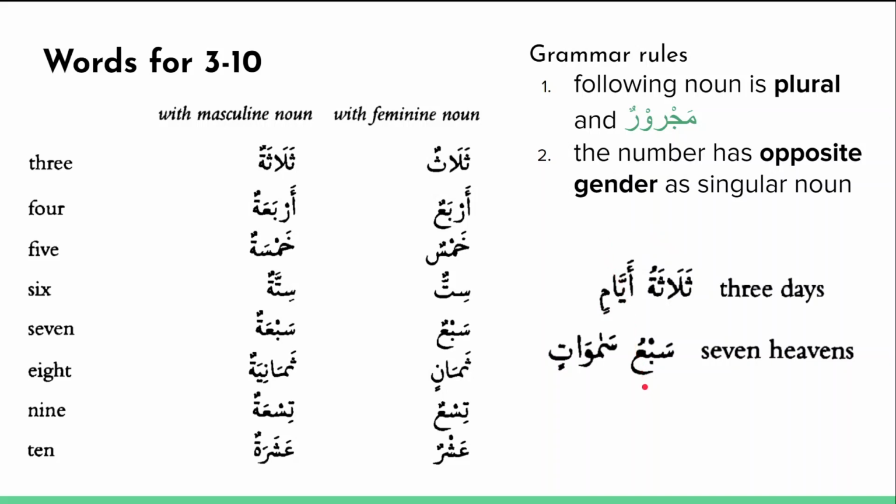We'll take a look at one more example. Sab'u samawatin. Sama'un is the singular form, and it's feminine. So we're going to use the masculine version of the number, which is sab'un. So sab'u samawatin. Sab'u samawatin. The 7 heavens.